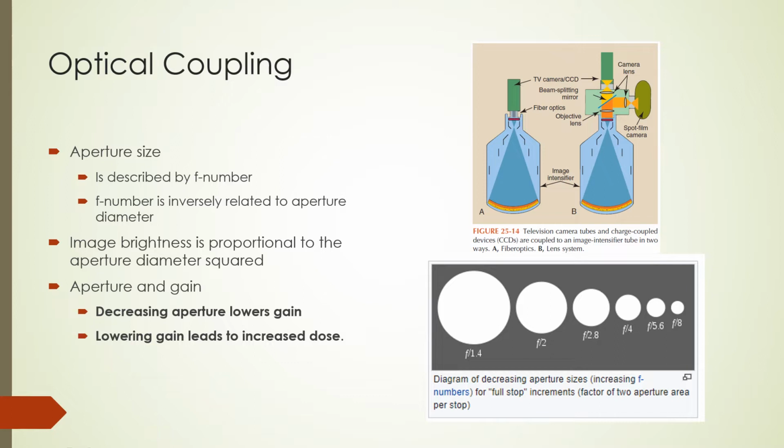Aperture size is specified by what is called the F number. F number is a number used on camera lenses. It is the ratio of focal length to aperture diameter. F number is inversely related to aperture diameter, while image brightness is proportional to aperture diameter squared. Aperture and gain are related. Lowering gain by making the aperture small leads to increased patient dose.